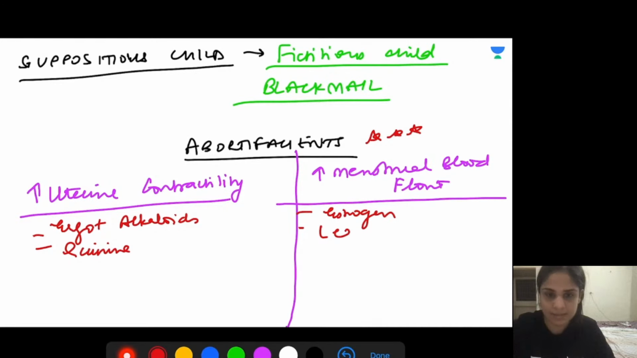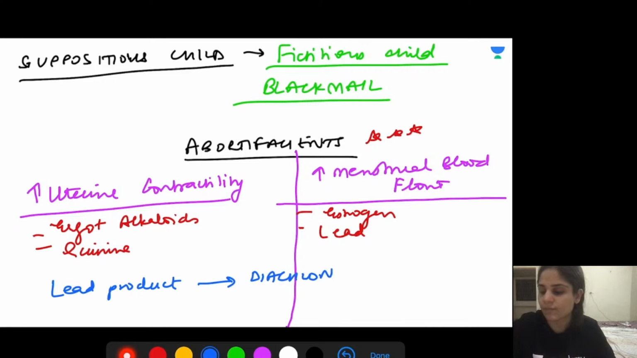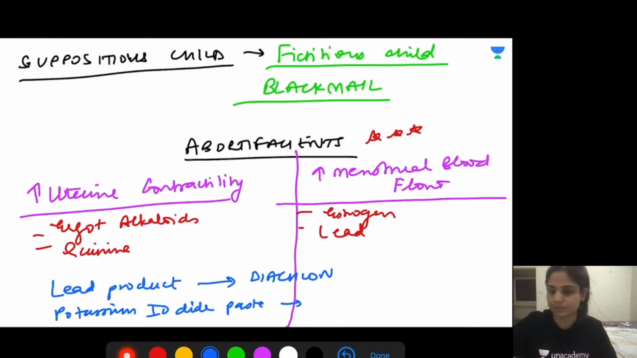Now what do they ask in the exam? So they ask about a lead product. What is the name of the lead product that is used as an abortifacient? So the name of that is diaclone. And second, what is the potassium iodide paste that is used as an abortifacient? So the potassium iodide paste used as an abortifacient is called utus paste. Okay, utus paste. Alright, now next question.